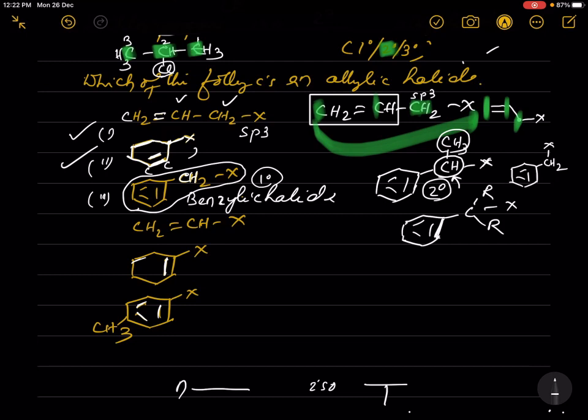Why secondary? Because this carbon is bonded to this carbon, and this carbon is a secondary carbon, and the halogen atom is attached to that secondary carbon. So this is a benzylic halide of secondary type.